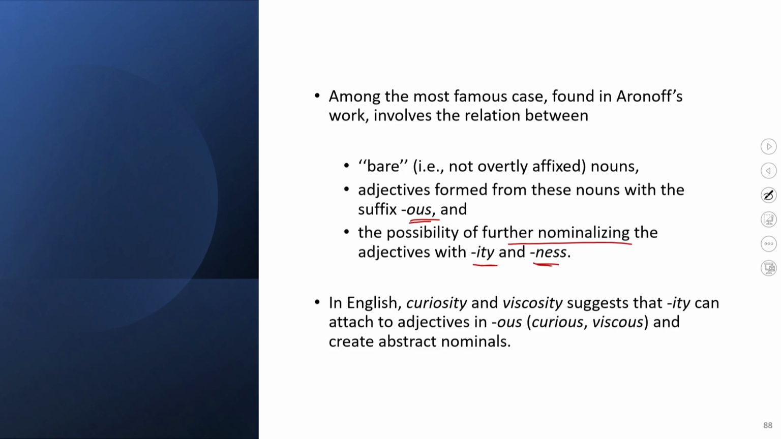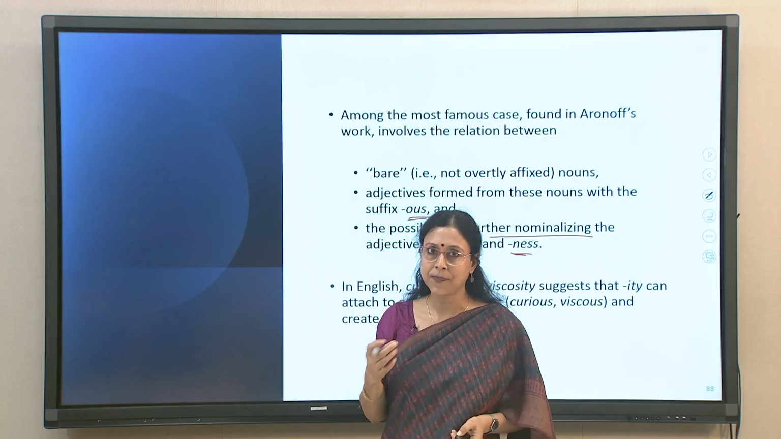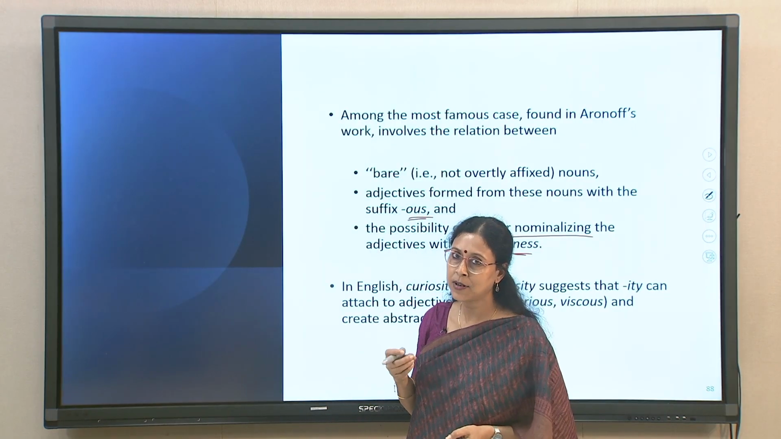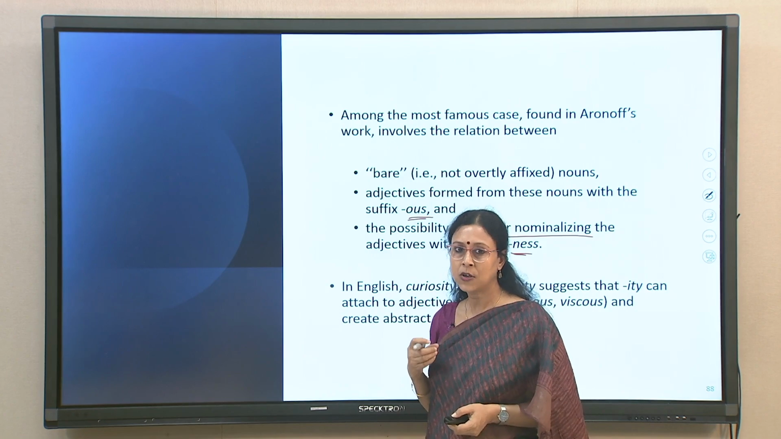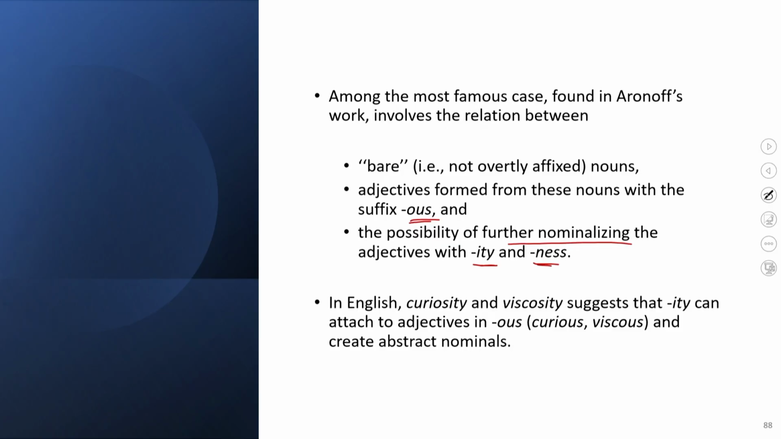Now, deriving this might be blocked. Where is it blocked and why is it blocked? This is what Aronoff discussed. In English we might question why, because in English you have curiosity and viscosity as real words. Because these exist, it suggests that ity can attach to adjectives in ous form.